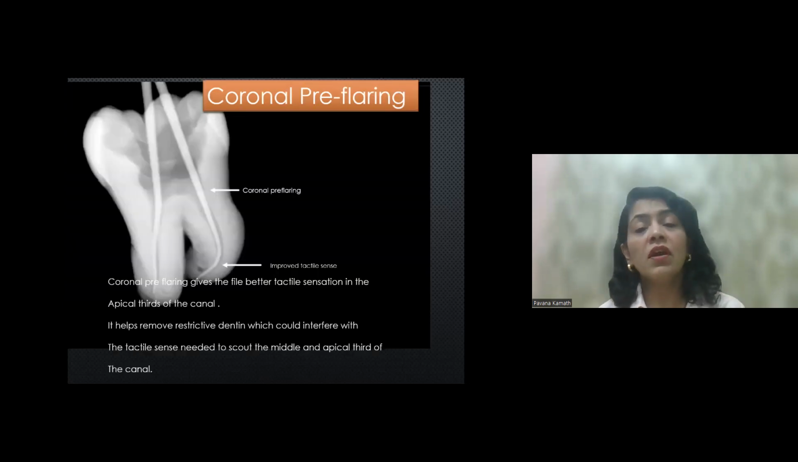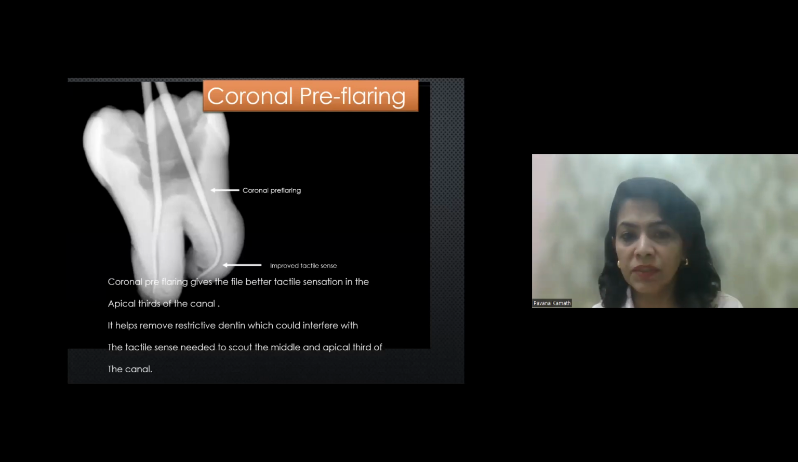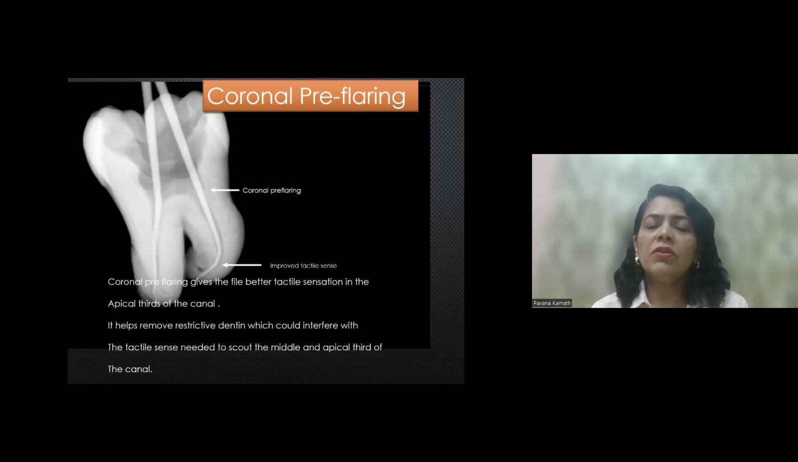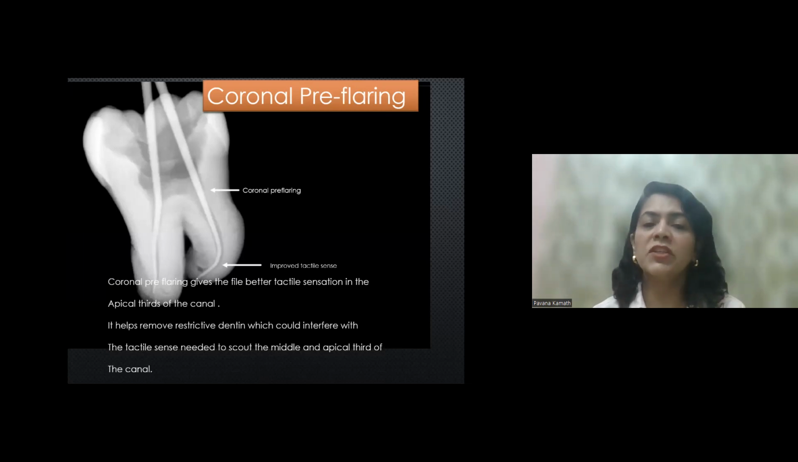First of all, coronal pre-flaring. Whenever we place an instrument in the root canal orifice and negotiate it to the apical terminus, there is some amount of restrictive dentine initially, and this interferes with the tactile sensation of the instrument, especially the tactile sense which we require in the middle and in the apical thirds. So this can be dealt with in a very simple manner, and that is by coronal pre-flaring.